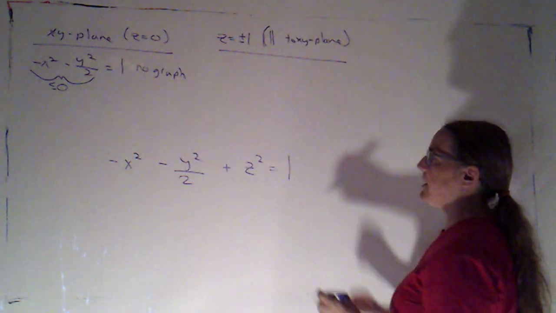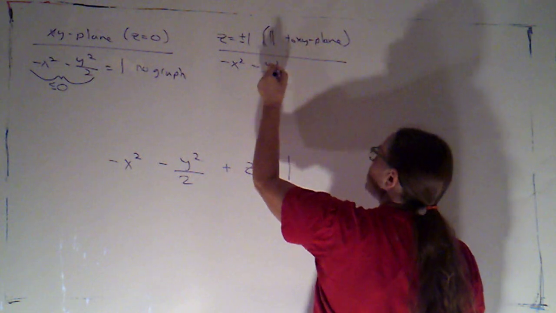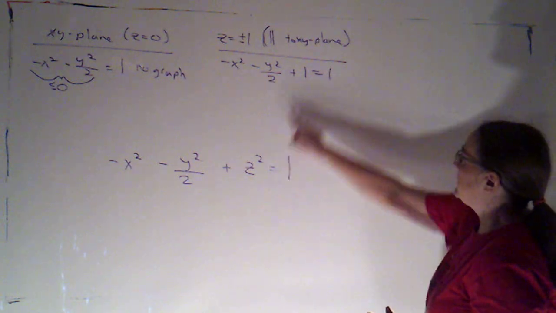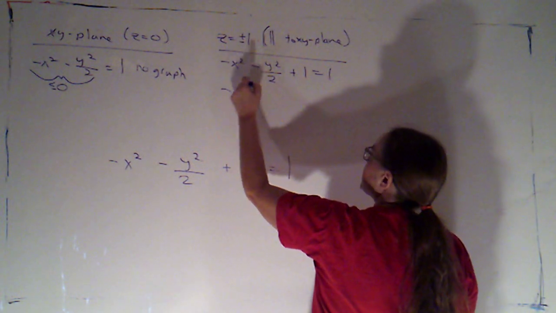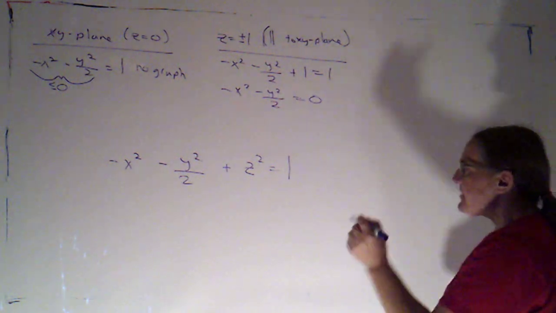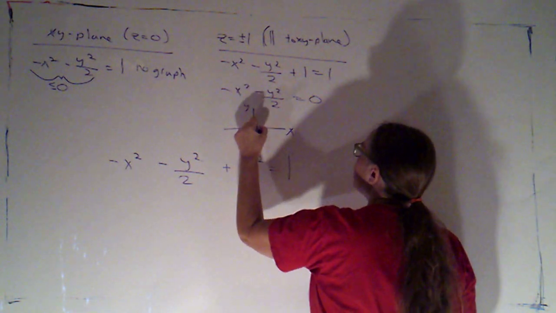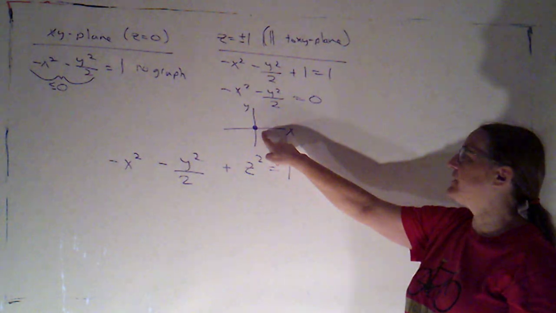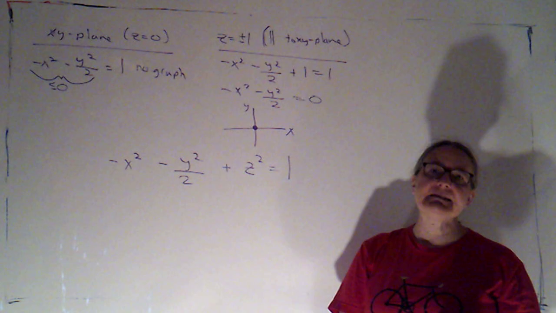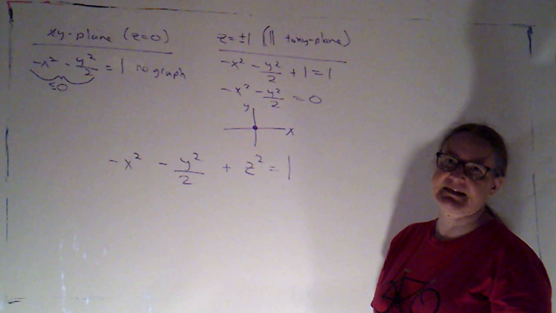Now, if z is plus or minus 1, this becomes negative x squared minus y squared over 2 plus 1 equals 1. Okay. Now, clearly I could subtract that over, so I get negative x squared minus y squared over 2 equals 0. Now, that does have a solution. Just the origin in the xy plane. So we're getting a single point. Now, a single point is a degenerate ellipse, but that's not a very interesting trace to have.